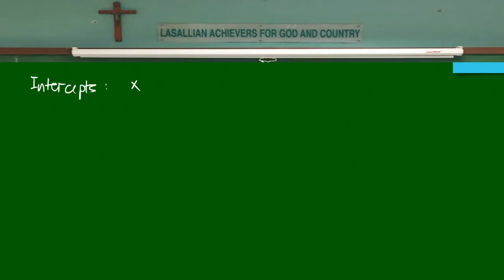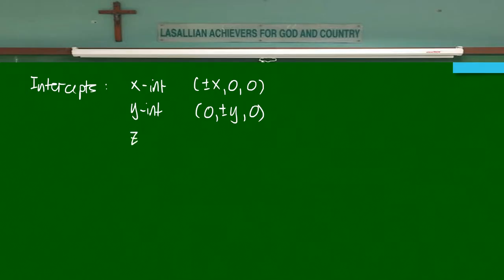Next are the intercepts. So for x-intercept, what we do is solve for the value of x, whatever that is, when you set y and z to 0. For the y-intercept, set x and z to 0, and then whatever you get for y, that's the y-intercept. Whereas for the z-intercept, set x and y to 0, and then solve for z, that will be your z-intercept.